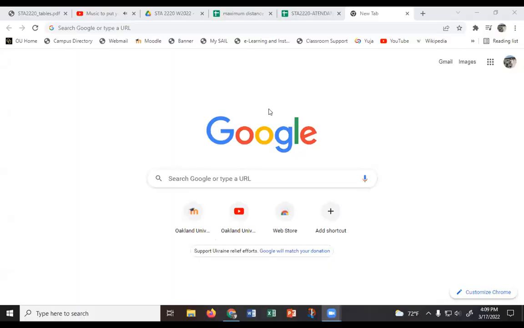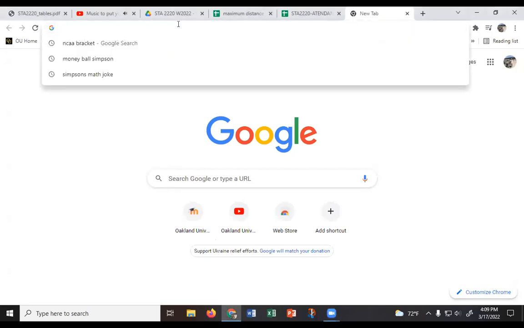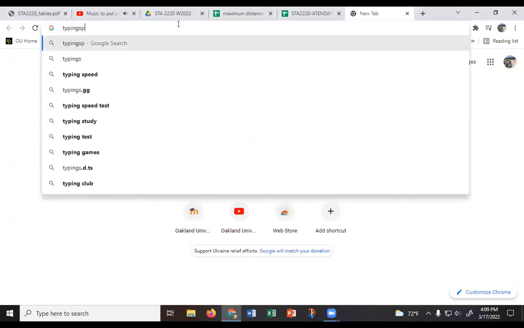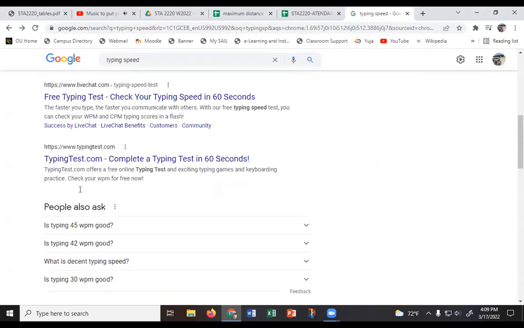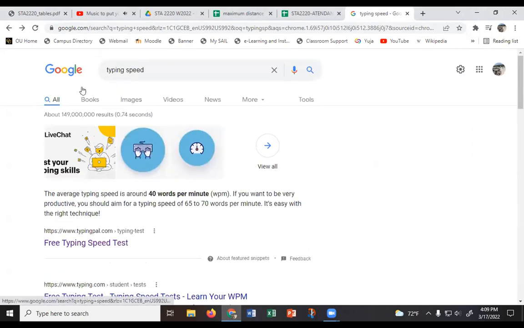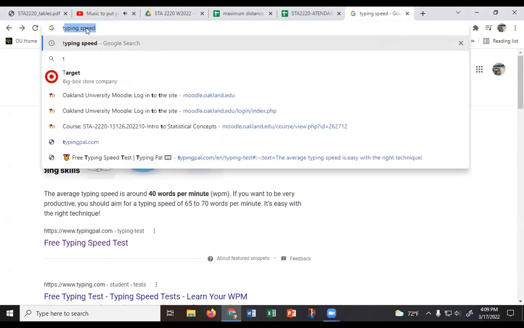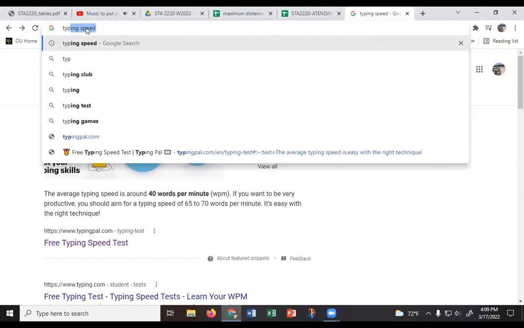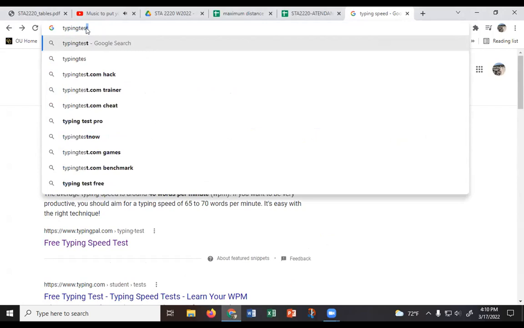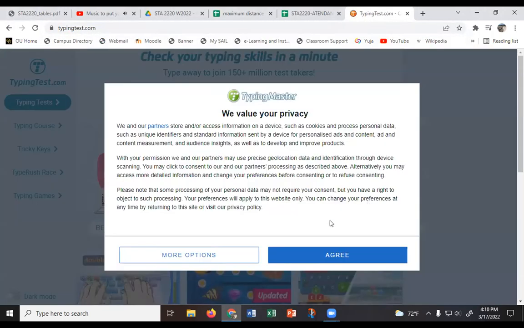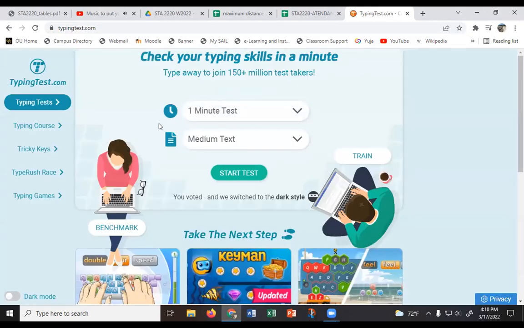Right, my Zoomers, we're gonna go to the website called Typing Speed. Click on that. Oh, not Typing Pal, Typing Speed. Yeah, typing test. Typingtest.com. Yeah, this one. Thank you. Typingtest.com. And then this one, we're gonna click, leave everything like that.